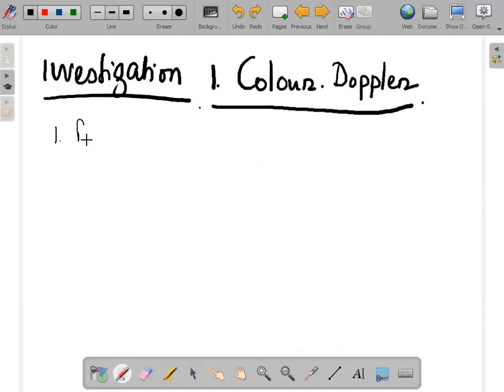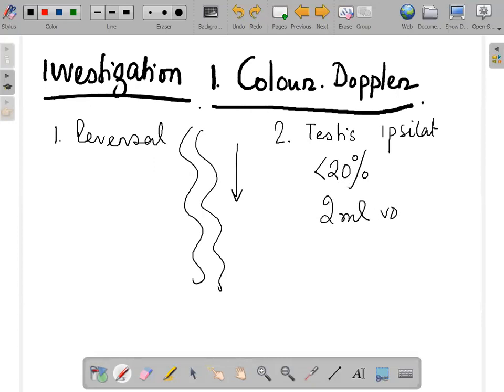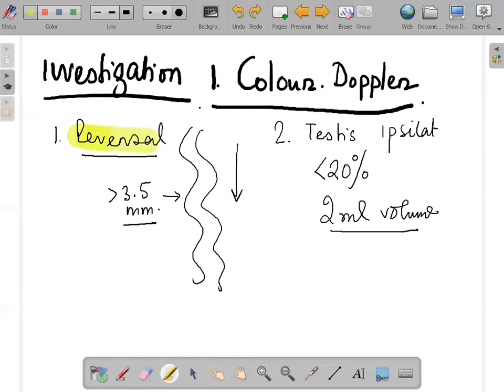Finding number one is the reversal of the blood flow. That means blood is going in the opposite way. Point number two is that the testis on the ipsilateral side is usually reduced in volume to 20% of the contralateral side, or to less than 2 ml in volume. Some people propose a diameter of more than 3.5 millimeter for enlarged testicular veins, but the only criterion that I would mark in an exam is reversal of flow.